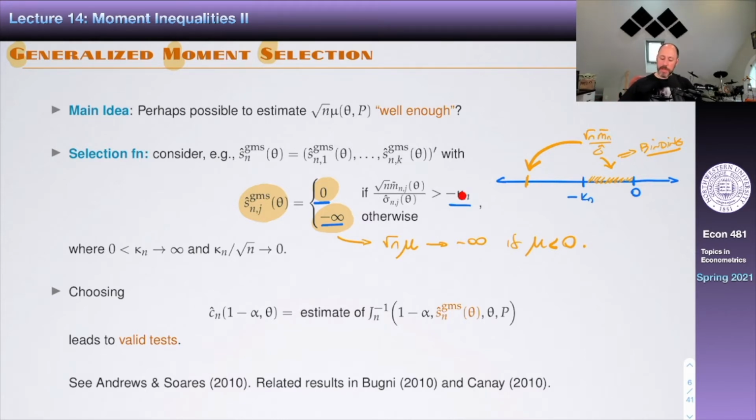What we're going to ask for kappa is that kappa is positive and goes to infinity, but we want kappa divided by square root n to go to 0. So remember, with Hodges we did it with n to the negative 1/4. Here it would be kappa divided by square root n. So this is the idea of how this works.